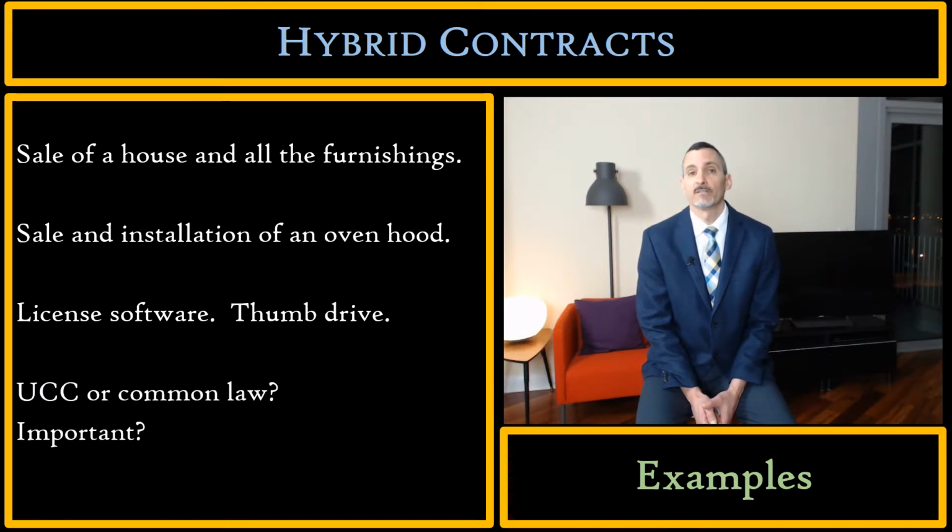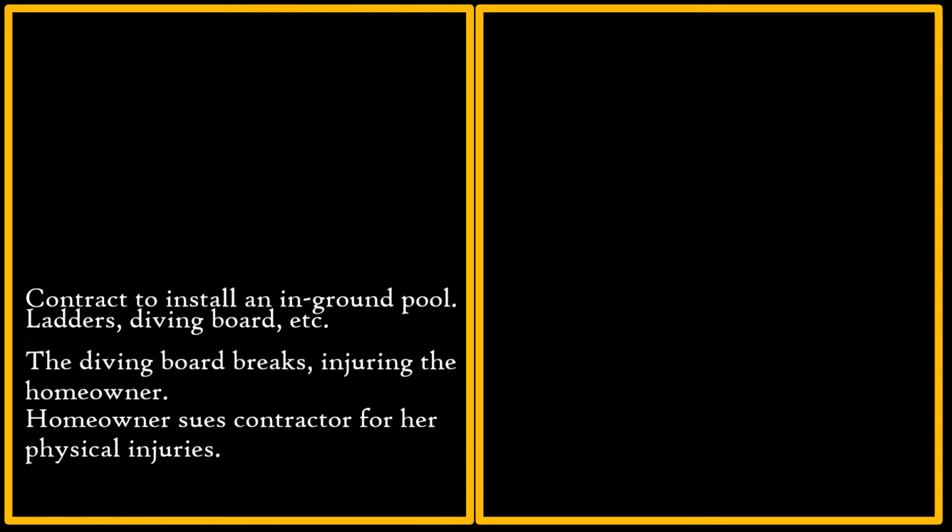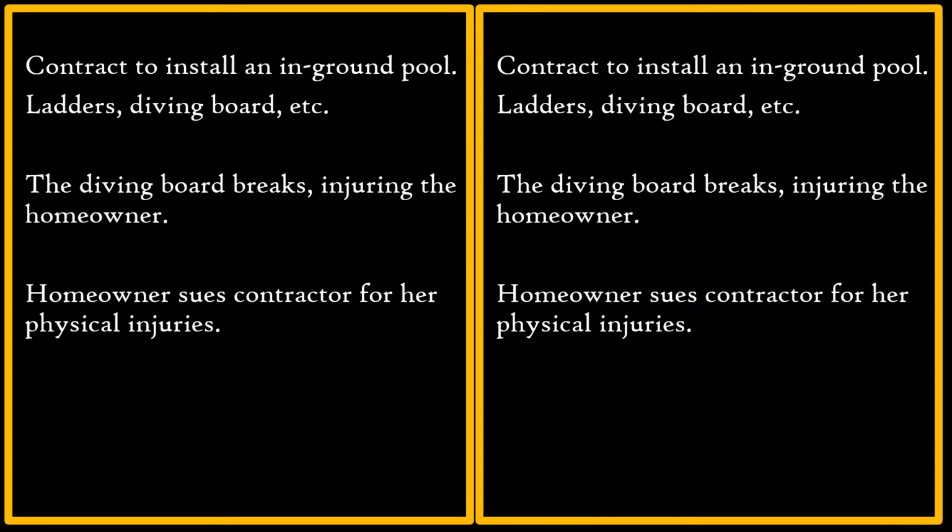This is important because sometimes the common law approach to a legal issue and the UCC approach to a legal issue are different. So which law you apply could be dispositive of the case. Let's look at how the common law and the UCC might address a legal issue in a different manner. All right, fact pattern is the same. In one instance, we're going to look at the common law approach. In another instance, we're going to look at the UCC approach. The contract is a contract to install an in-ground swimming pool between homeowner and contractor.